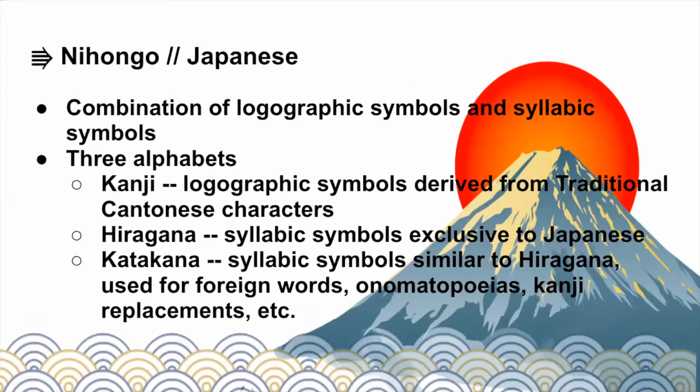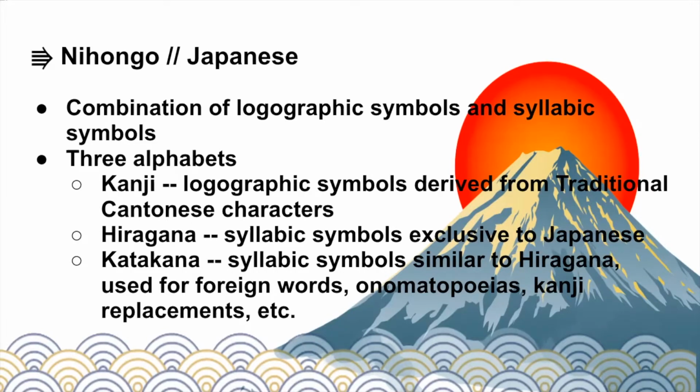One is kanji, which are the logographic symbols derived from traditional Cantonese characters. So they actually mean the same thing in English as the traditional Cantonese characters. But in Japanese, it's not just one syllable represented by each kanji character. There are a number of different syllables that can be represented, or slightly different meanings as well.